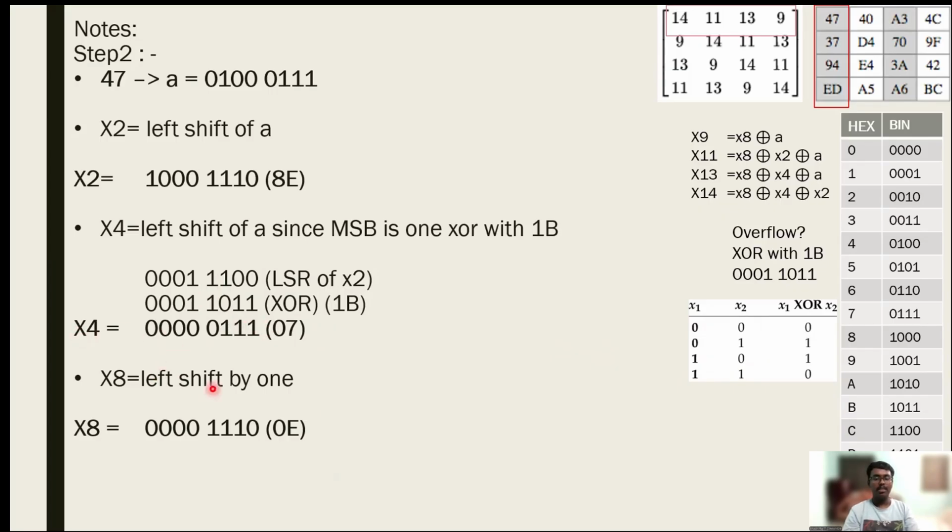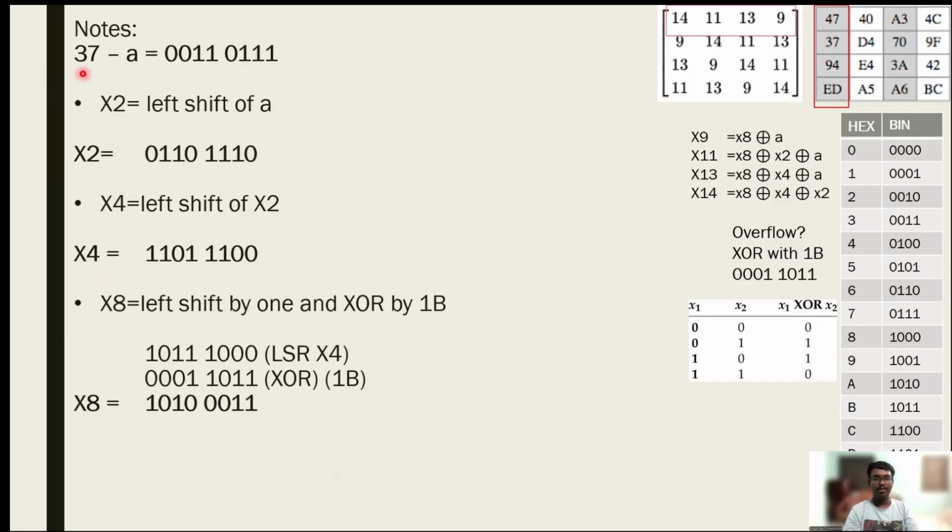Likewise, we are going to left shift by 1 because we don't have MSB as 1, so we don't need to bother about XORing with 1B. So this is how you find x2, x4, and x8 for the number 47. We are just done with only one number, we are just finding the preliminary thing. So let's go on with the 37 one.